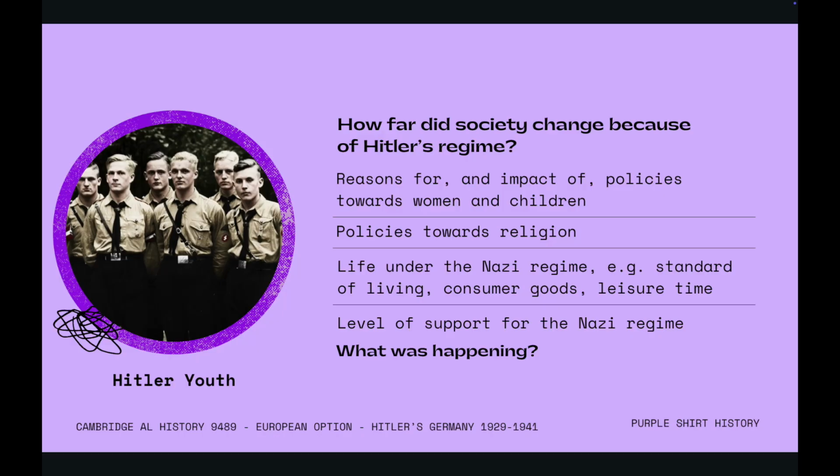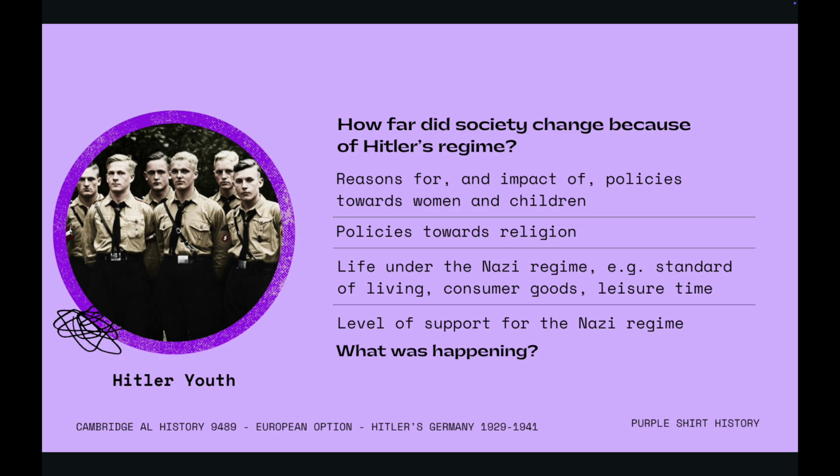Policies towards religion go in two phases as well. Hitler needs the church in the very beginning, and then it's so marginalized when he consolidates power. It isn't much of a threat to him. But the thing you need to know for religion is the Day of Potsdam. That was quite important in early Nazi consolidation of power.